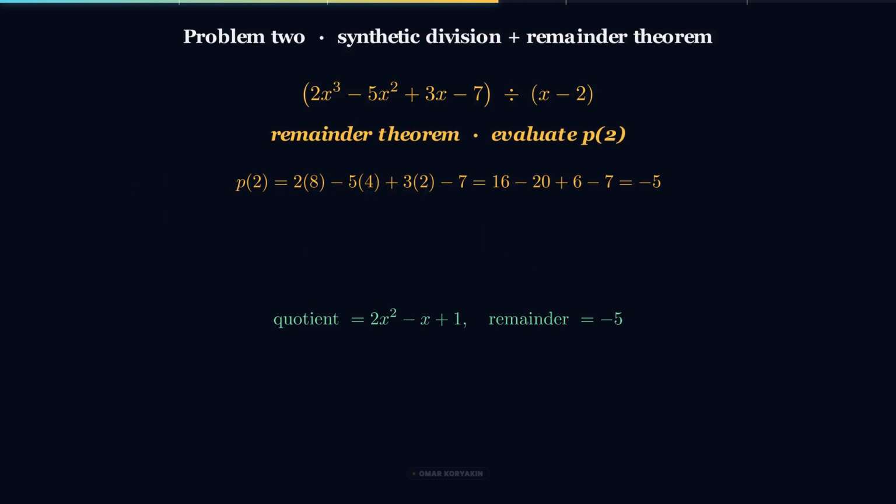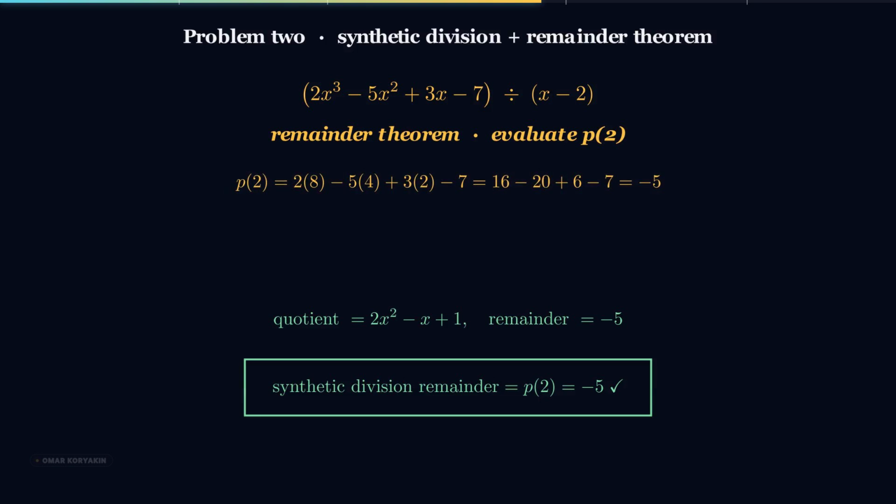Now check with the remainder theorem. Substitute x equals 2 directly into the original polynomial. 2 times 8 is 16. 5 times 4 is 20. 3 times 2 is 6. Subtract 7. 16 minus 20 is negative 4. Plus 6 is 2. Minus 7 is negative 5.